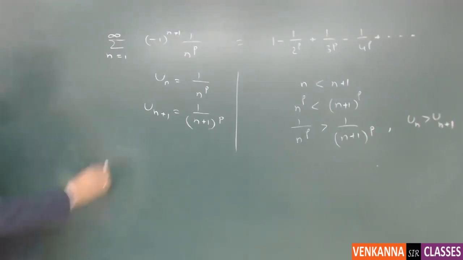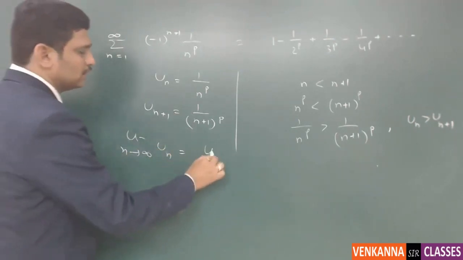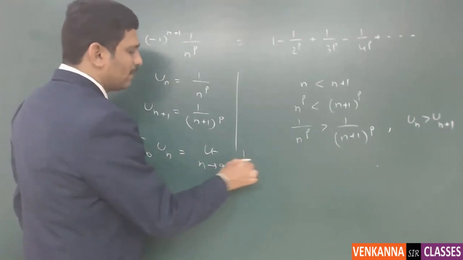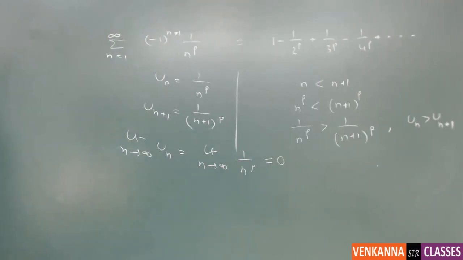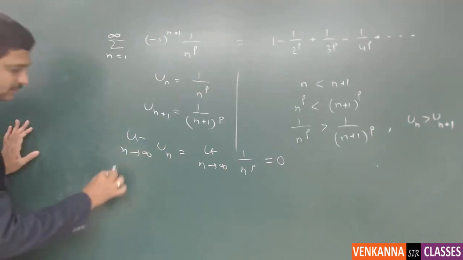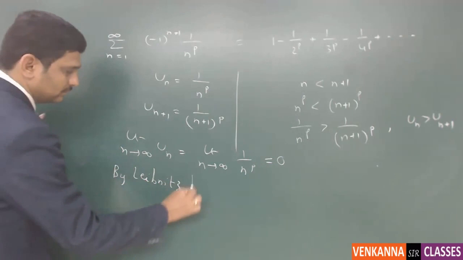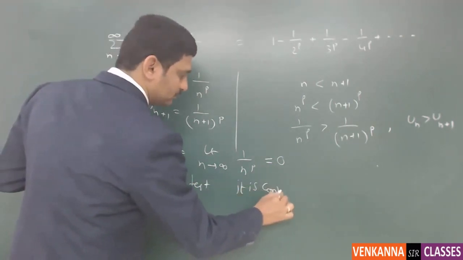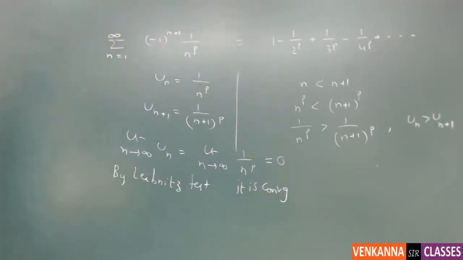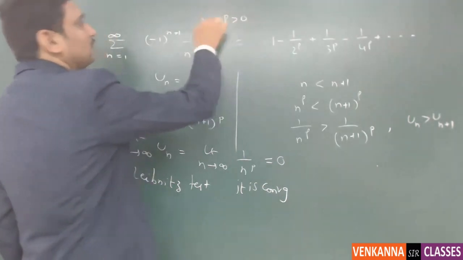Now we need to apply the limit. So limit n tends to infinity un, you consider. Limit n tends to infinity 1 by n power p is nothing but 0. So by Leibniz test, it is convergent. And in the statement, you take p greater than 0 for all.